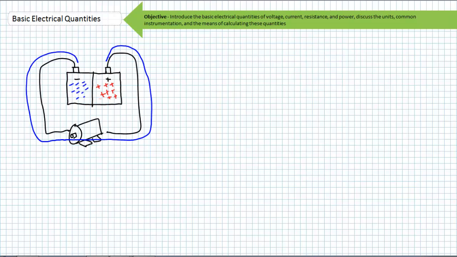Which brings us to the first two basic electrical quantities I like to discuss, namely voltage and current. Voltage is why charges move. Current is how many charges move in a given time period.